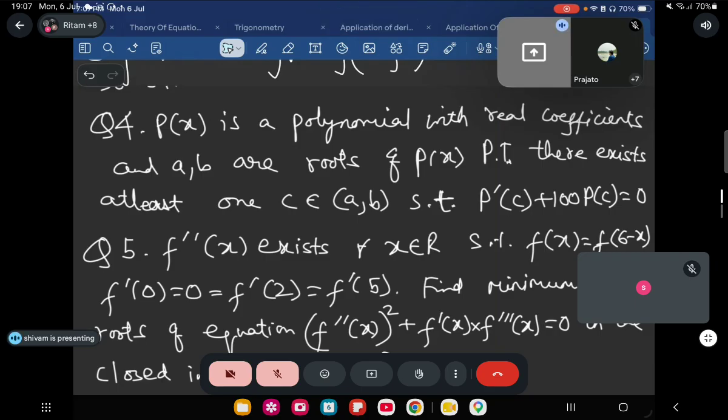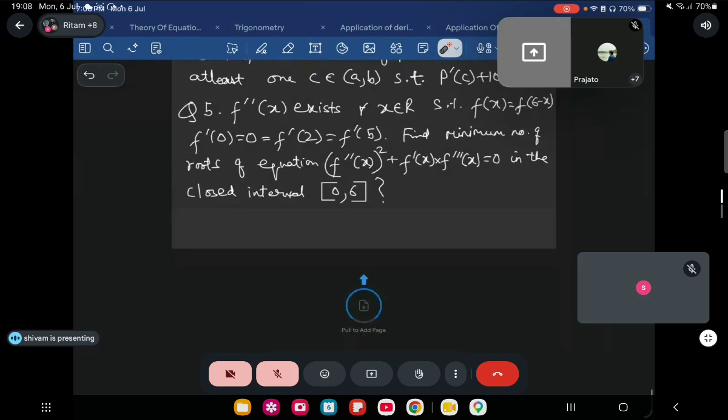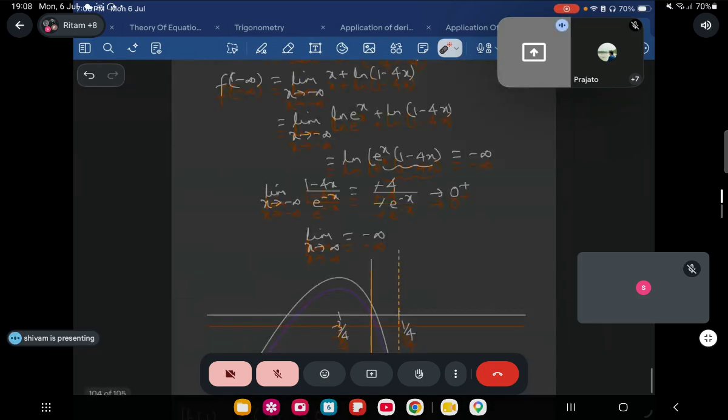Okay, so only Debatri has sent one problem. Debatri, your answer is correct. So over here, how you people have to come to this conclusion? Pay attention. P dash c plus 100 pc is equal to 0. Over here, you have to generate a function such that after differentiating, you are coming to this expression. So first of all, let us integrate. Are you getting?